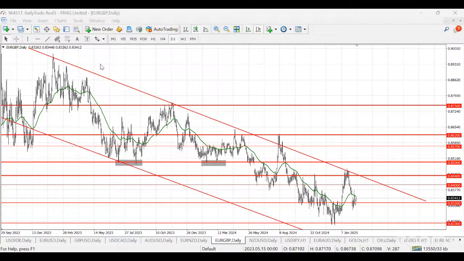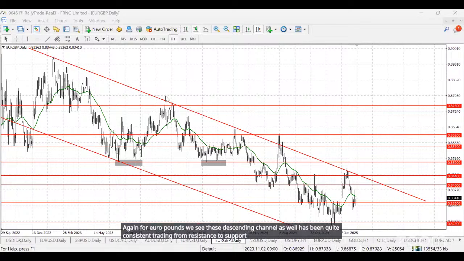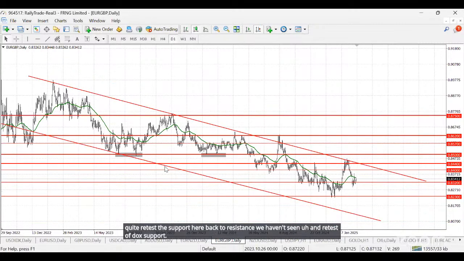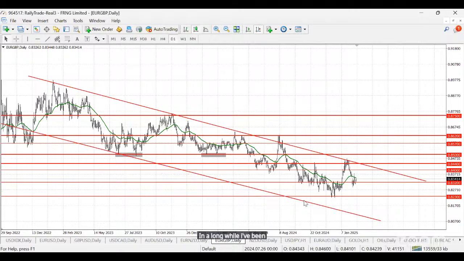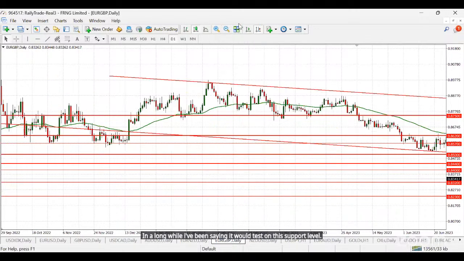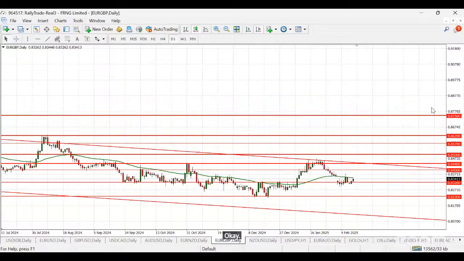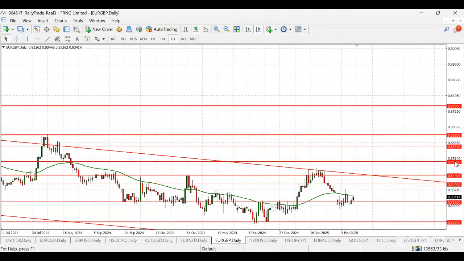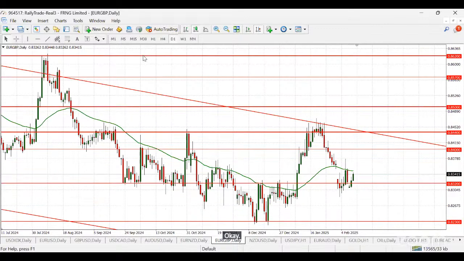Again, for Euro Pounds, we see this descending channel as well, has been quite consistent, trading from resistance to support, from support back to resistance. Didn't quite retest the support here, back to resistance. We haven't seen a retest of that support in a long while. We haven't seen a retest of this support level. All right, and currently price is above this level, 0.832.